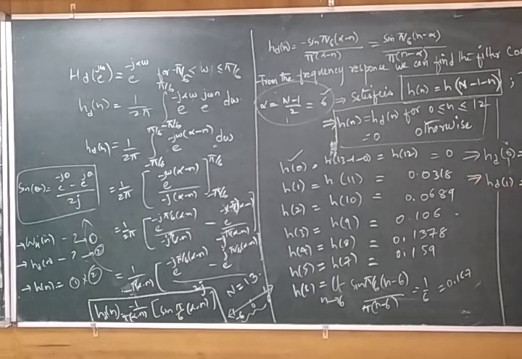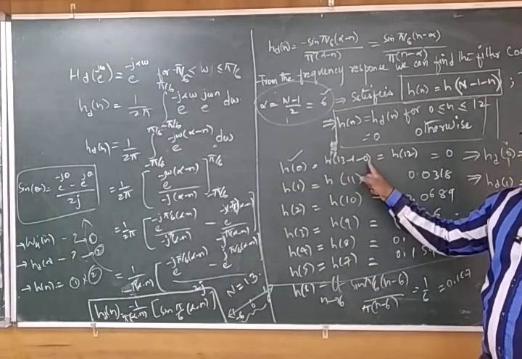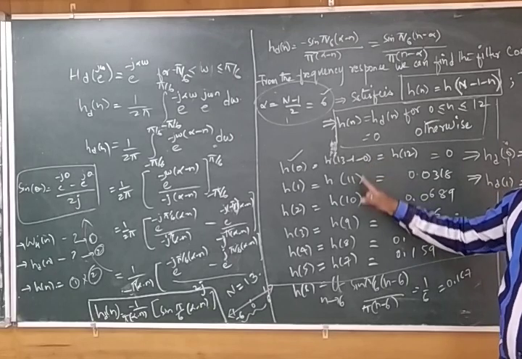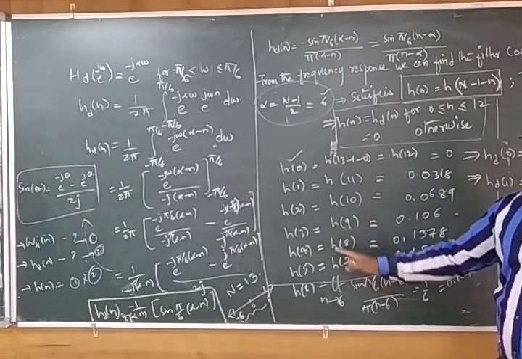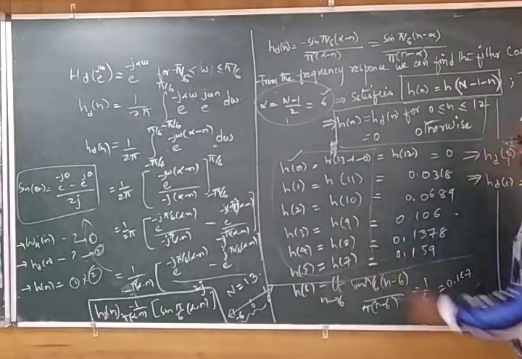For 2, substitute 2. For 3, substitute 3. Likewise, substitute till 5. How do we get this? Same way: 13 minus 1 is 12, 12 minus 1 is 11, 10, 9, 8, 7, like that. This is called the symmetrical property, right? We got the symmetrical properties.